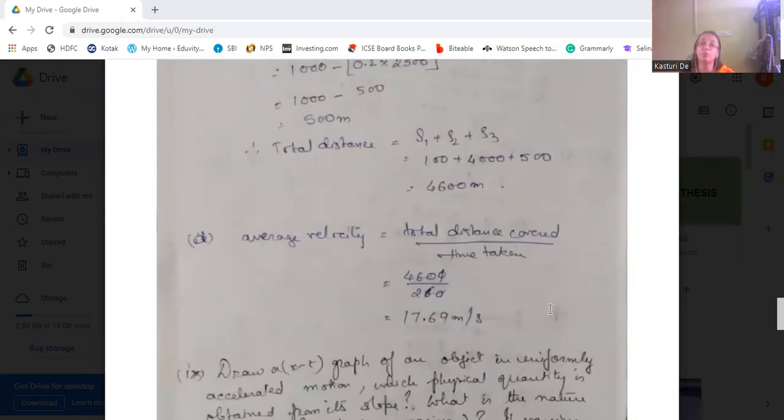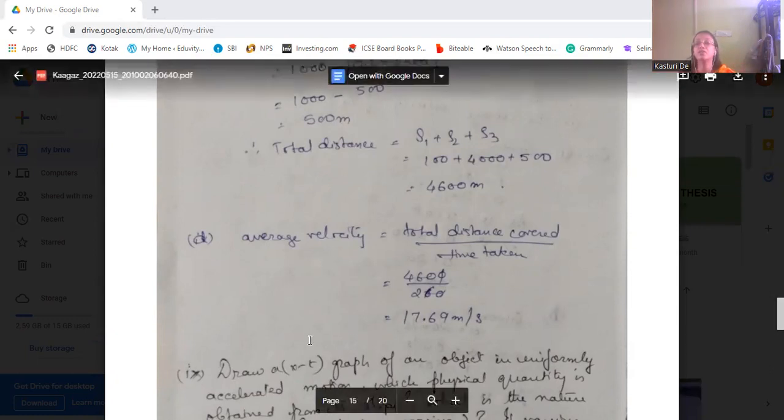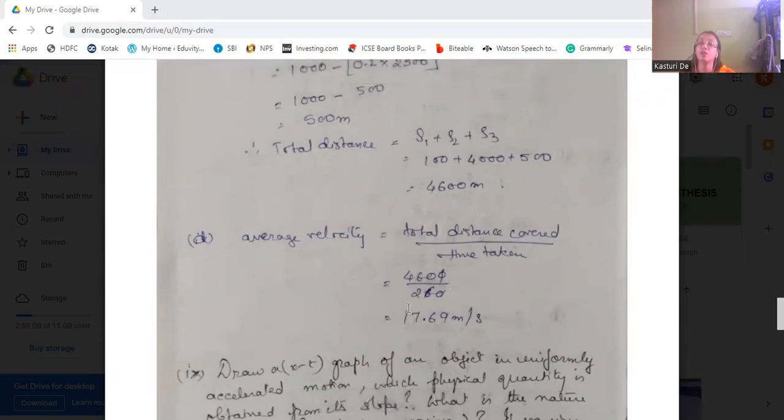The next portion is average velocity we need to find out, which will be equal to total distance covered by total time. Total distance is 4,600 meters, and total time taken is for how much? First 10 seconds, then 200 plus 50. So 10 plus 200 plus 50, total time is 260. So 17.69 meter per second would be the average velocity.